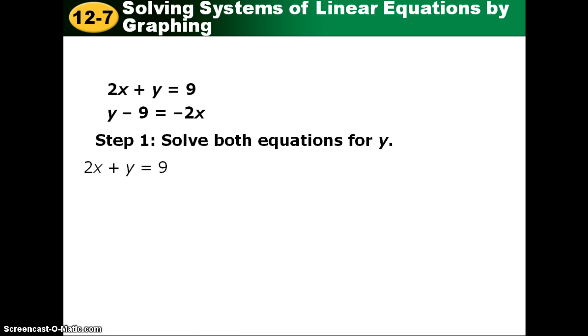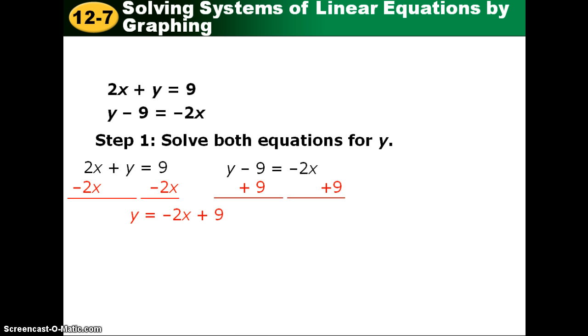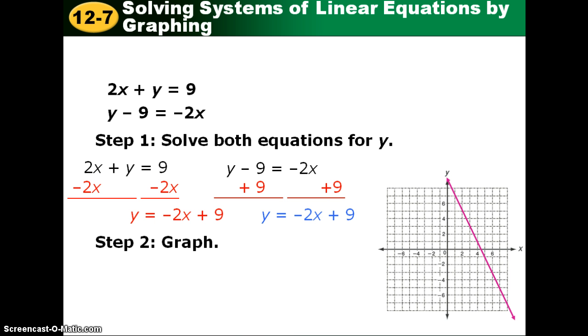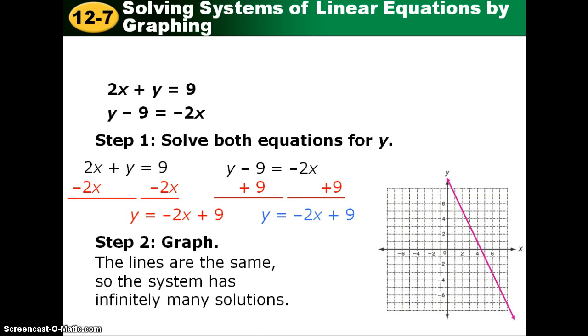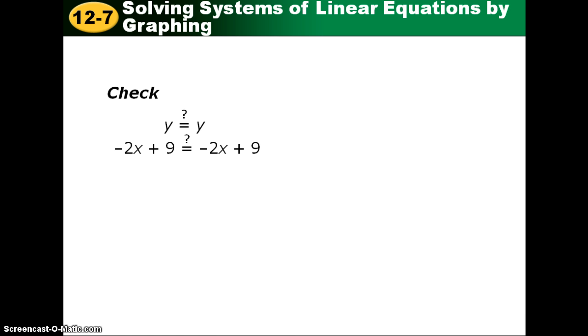Both of these need to be solved for y. So in the first equation, we need to subtract 2x from both sides. In the second equation, we need to add 9 to both sides. Looking at those equations side by side, they look to be identical. So when we graph them, start at positive 9 and go down 2 over 1, we have the exact same graph. So we would say there are infinitely many solutions to this system. If we wanted to check, just set them equal, and 9 equals 9.